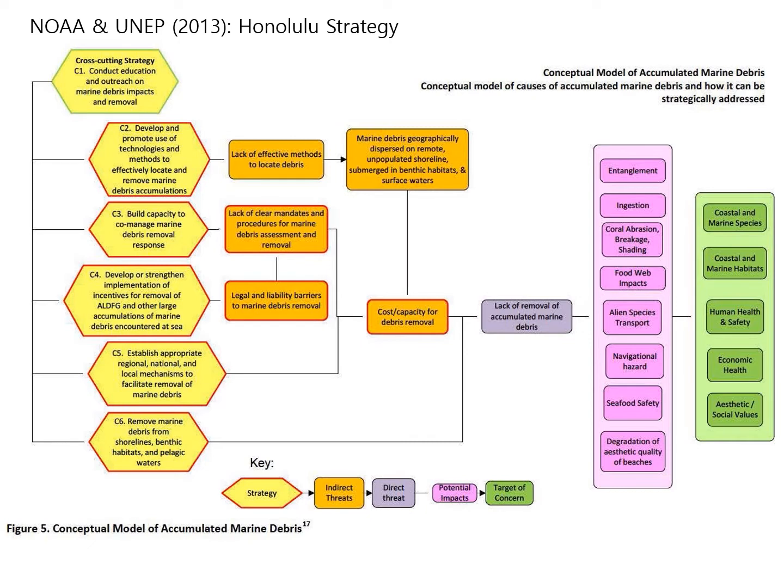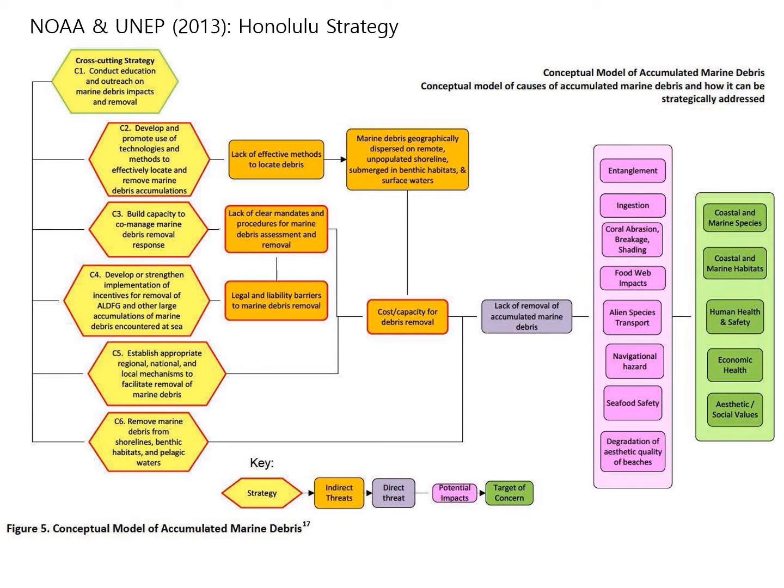This is an example of conceptual model used in developing the strategies to address accumulated marine debris. You can see that one of the direct threats is lack of removal of accumulated marine debris, and it affects the ecosystem targets of coastal and marine species, habitats, human and economic health, aesthetic and social value, with entanglement, ingestion, coral abrasion, food web impact, etc.